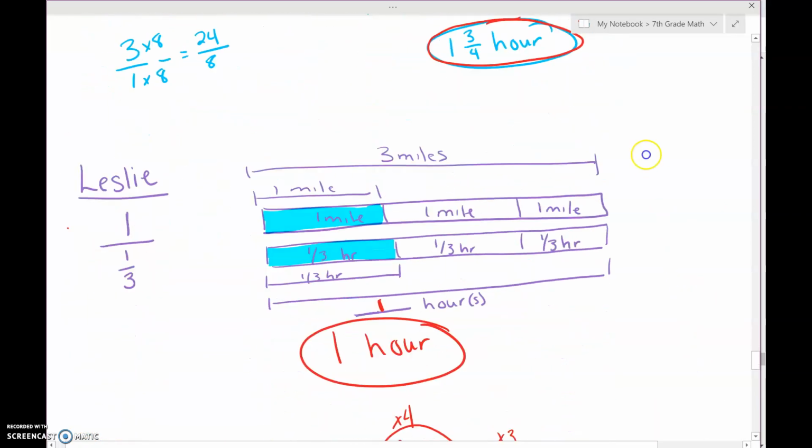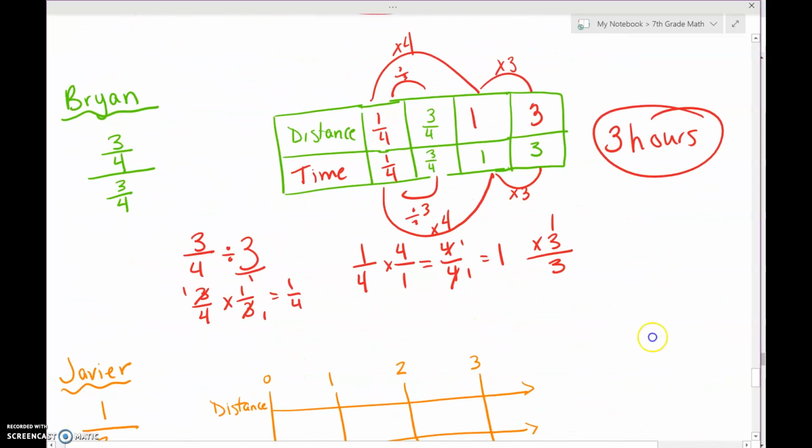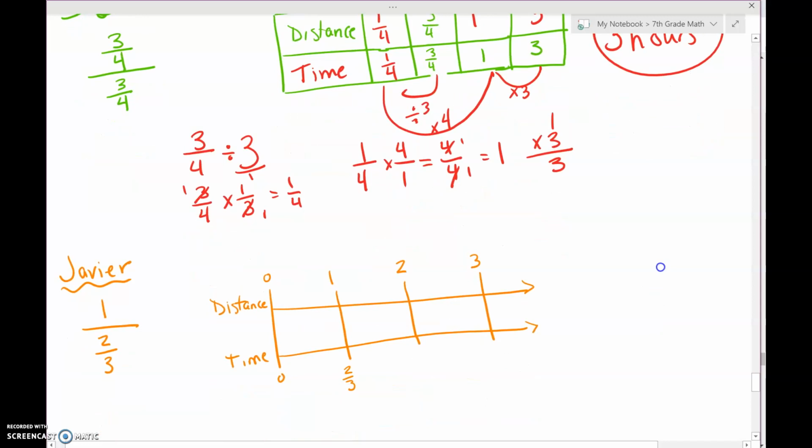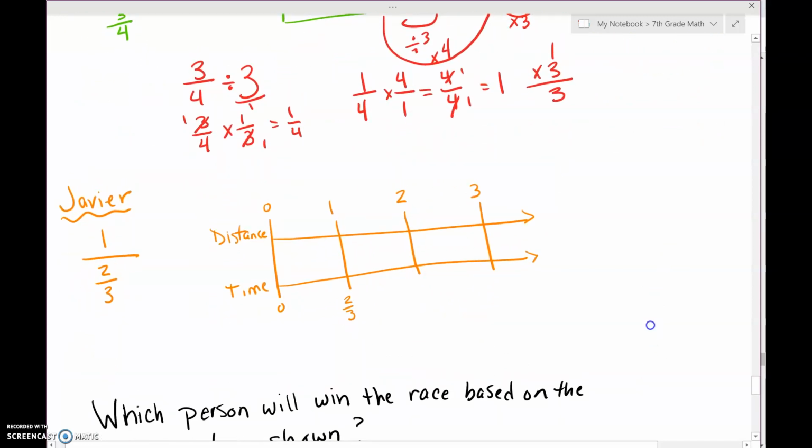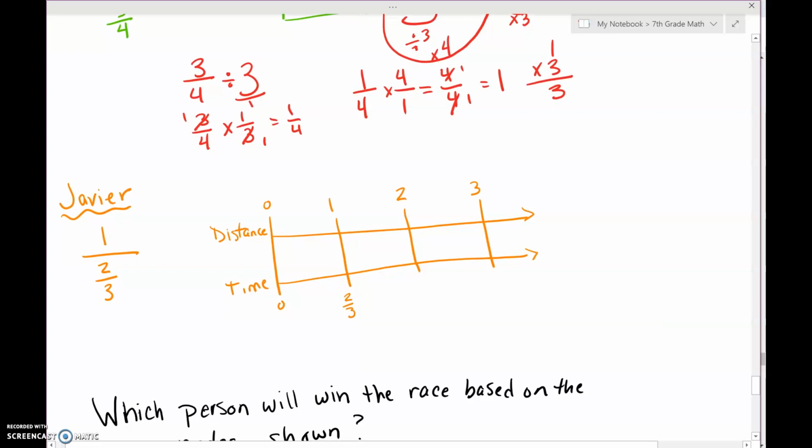We've got Carolina at 1 3/4 of an hour. Leslie takes an hour. Brian takes 3 hours. He's going kind of slow. We're gonna do a double bar again. So we know that Javier takes 2/3 of an hour to go 1 mile. So our next here, this is going to be 4/3. This is going to be 6/3. 4/3 I can't simplify. 6/3 I can. 3 becomes a 1. 6 becomes a 2. So this is going to be 2 hours to go, because this is where they join. 2 hours to go 3 miles.